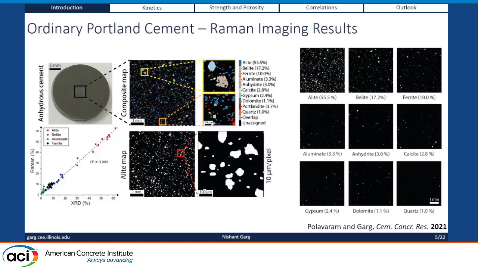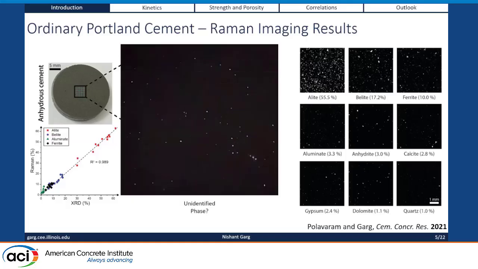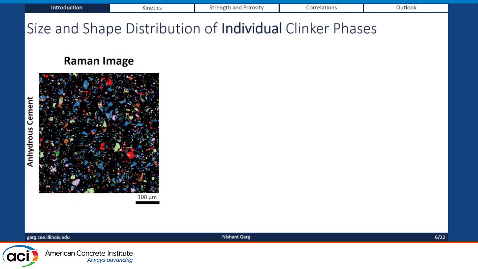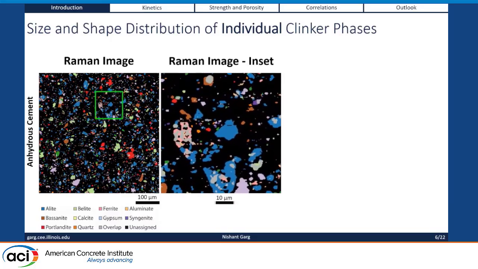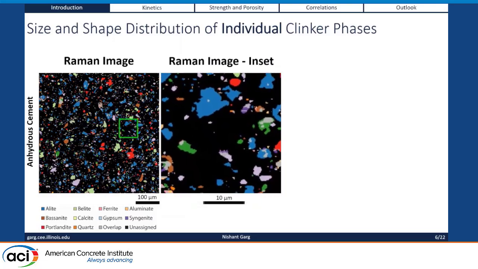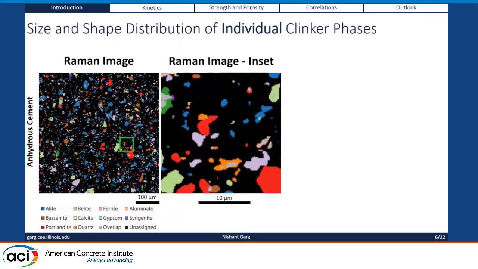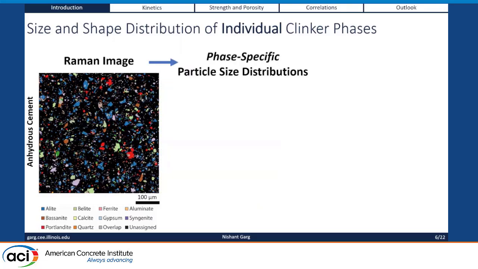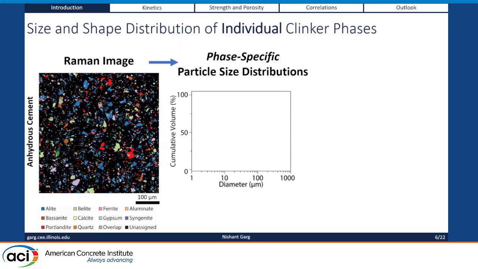You can get all the way from halite down to quartz, which is an impurity at the level of 1%. And not only that, you can also get what we call the size and shape distribution of these clinker phases. You can get this with very high resolution images, each image having about 250,000 pixels. You can get what we call phase-specific particle size distribution. So instead of having a single PSD for your cement, you can have a PSD for every phase: a PSD for halite, a PSD for quartz, a PSD for calcite.